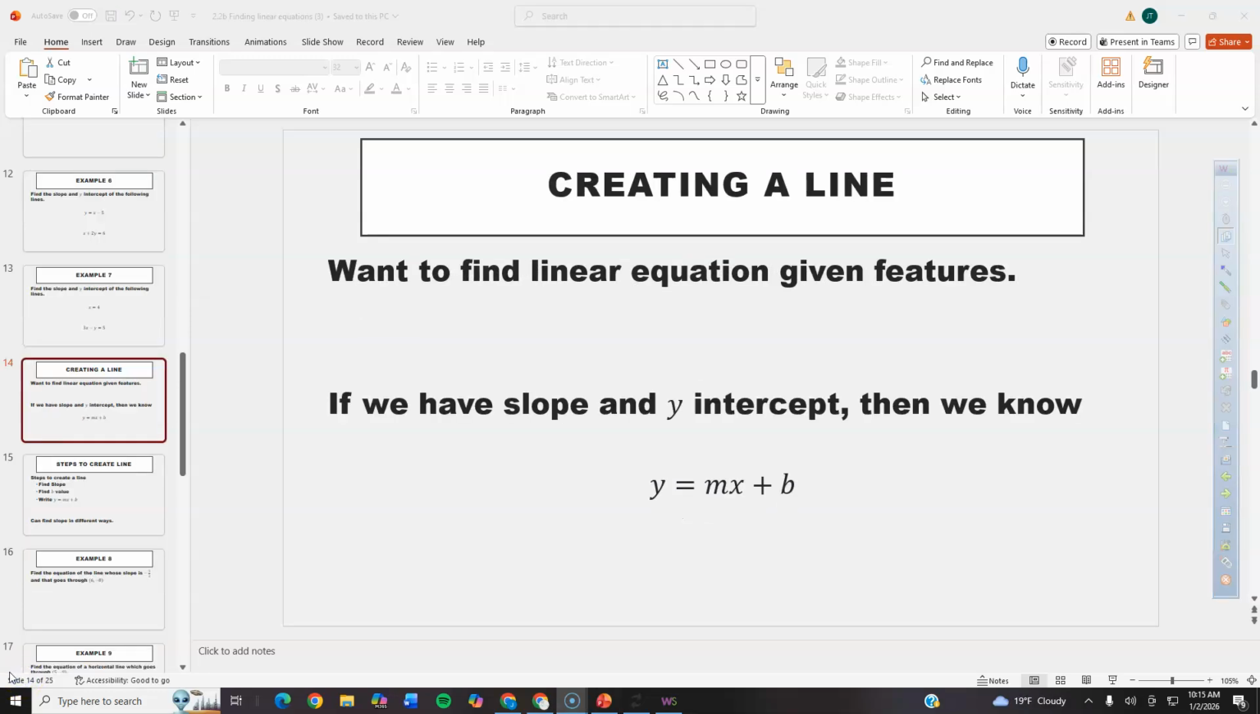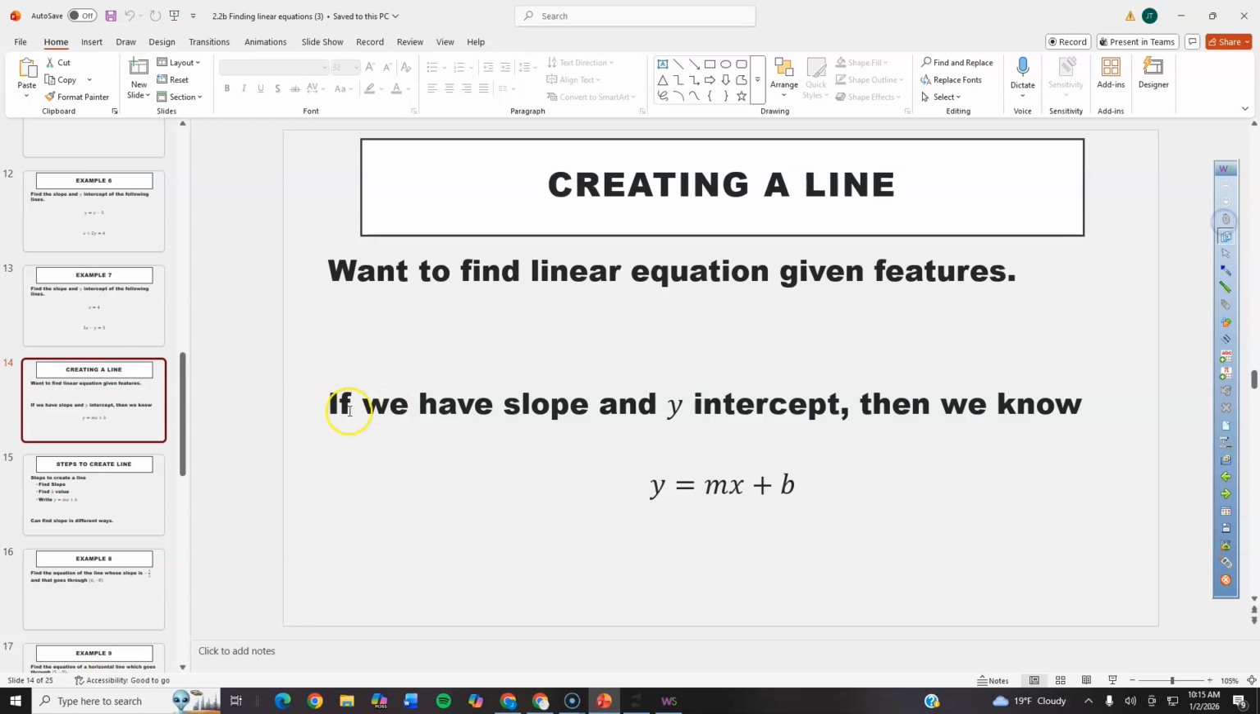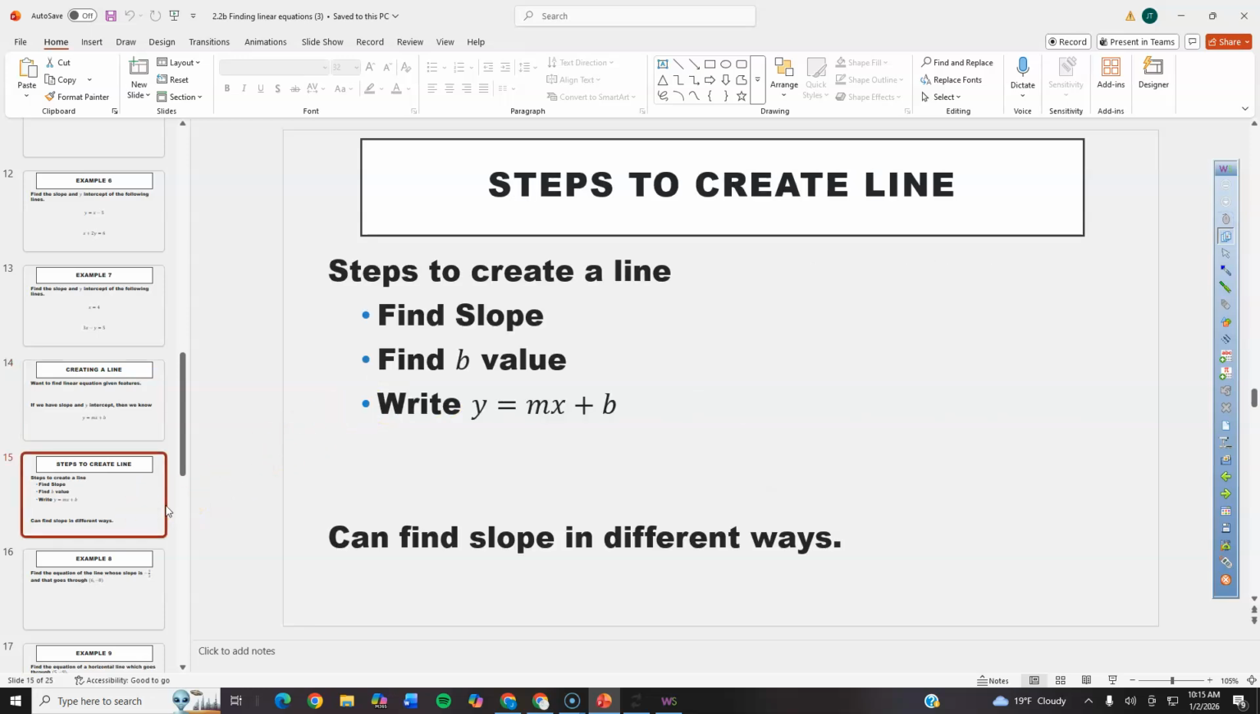All right. Now sometimes we have to make a line with given features. If we have a slope and y-intercept, we're going to go back to this formula, and we're going to use the slope and the intercept again. Now, to create a line, I like to do this a different way, but I like this way, so we're going to do it this way. If we find the slope and the b, we can make the equation. Boom.